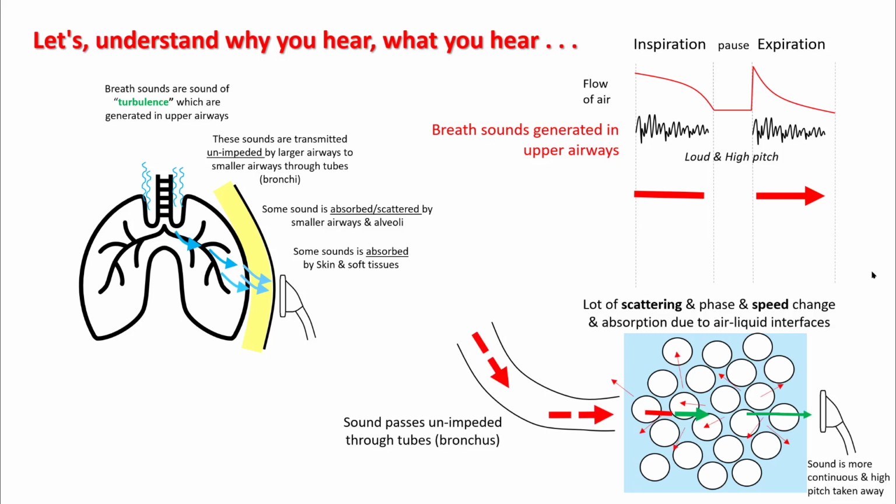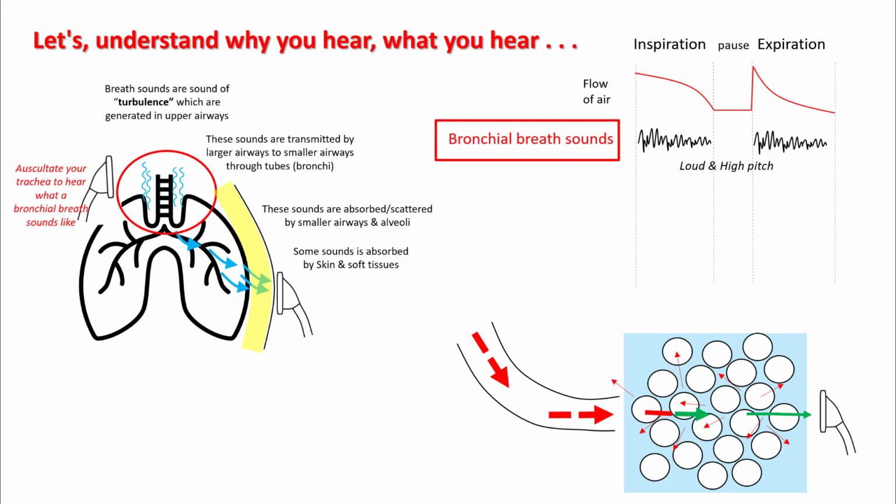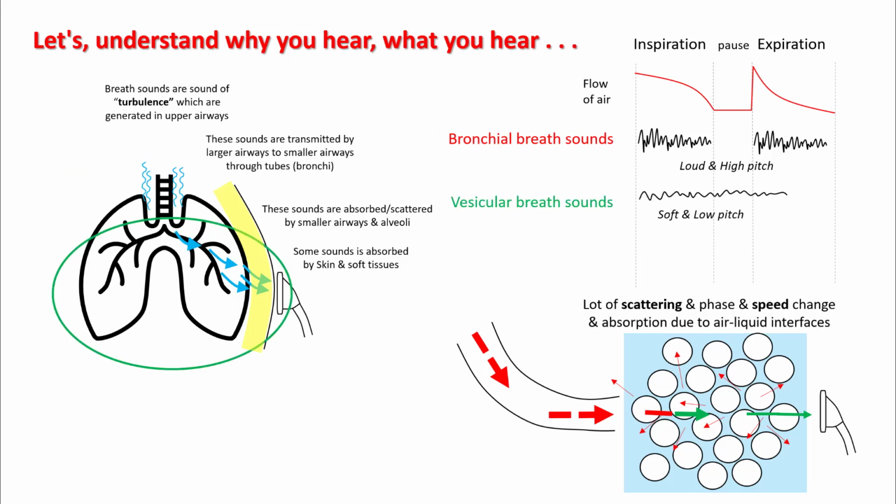As the sound reaches from your bronchi to the alveoli, there is a lot of scattering with changes in phase and speed. This results in gradual disappearance of the pause between inspiration and expiration and removal of the high-pitched component from the sound. This results in the vesicular breath sounds that you hear. The sound that was generated in the upper airways is also called bronchial breath sounds. You can hear bronchial breath sounds by auscultating your trachea. The sound that is transmitted to your stethoscope through normal lungs is soft and low-pitched. These are called vesicular breath sounds.